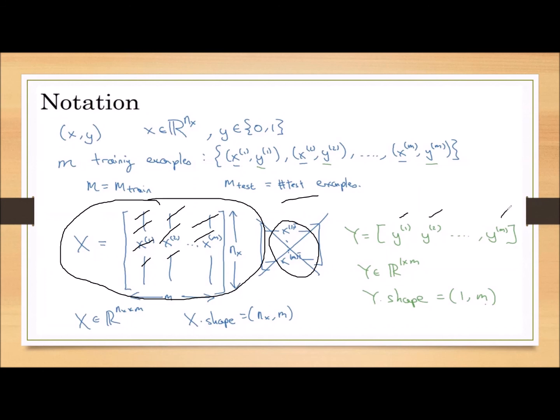Because we have given m training samples, the final output has only one row and m columns, so this is 1 by m. In Python, we will use x dot shape, n comma m, because n rows and m columns, and y dot shape, the output, 1 comma m, which has one row and m columns.